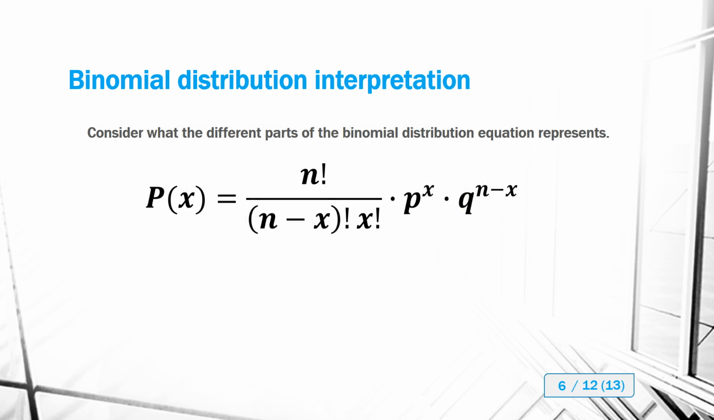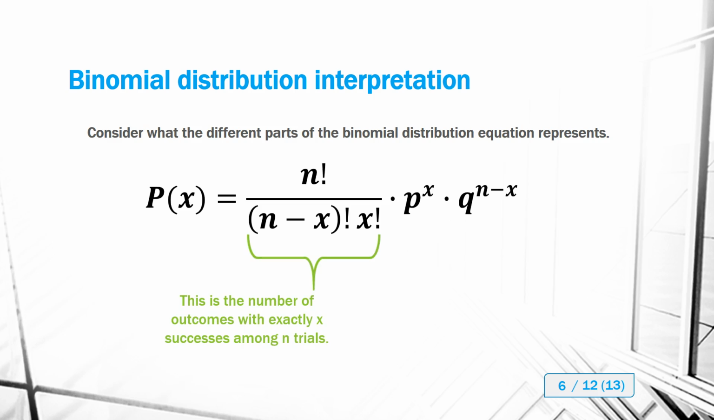Let's take a moment to consider what each of the different parts of our equation represent, because math is a language, and like all languages, the symbols and characterizations that are used to convey meaning have a physical representation. So let's look at the parts of our equation and see if we can interpret what they actually mean. This first part is the number of outcomes with exactly X successes among N trials.